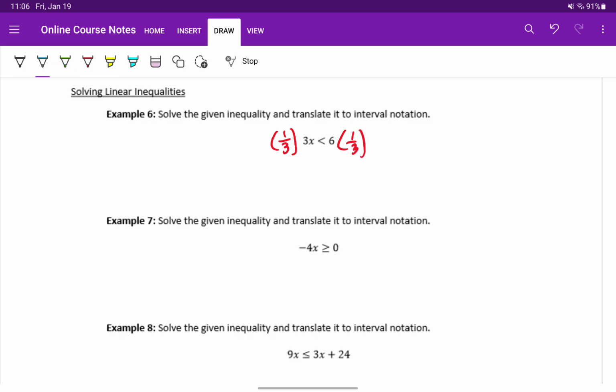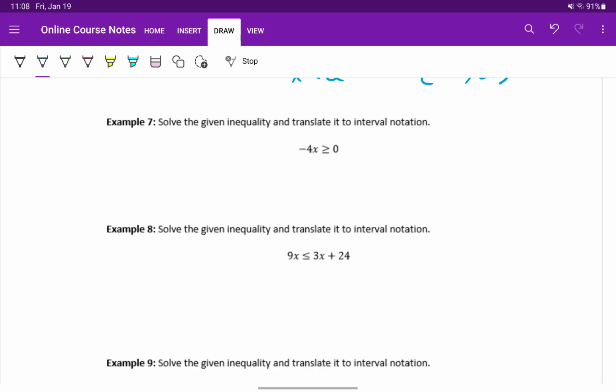On the left-hand side, 1/3 times 3 will reduce to just 1, leaving us with x is less than 6 times 1/3, or 6 divided by 3, which is going to be 2. We can express that solution simply by leaving this as x is less than 2. We could graph that solution on a number line, or what we were asked to do in this problem is to translate that solution into interval notation, which in this case would be -∞, comma 2, with rounded parentheses on both ends, since we have that strict inequality.